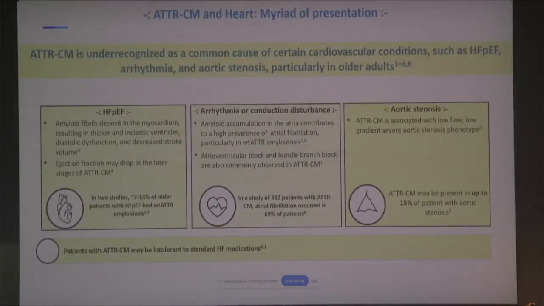So ATTR and heart, there are a myriad of presentations, a variety of presentations. One would be HFpEF or heart failure with preserved ejection fraction. Other side is arrhythmia and conduction disturbance. There could be aortic stenosis like this. And all of them can lead to end-stage heart failure and cardiomyopathy.